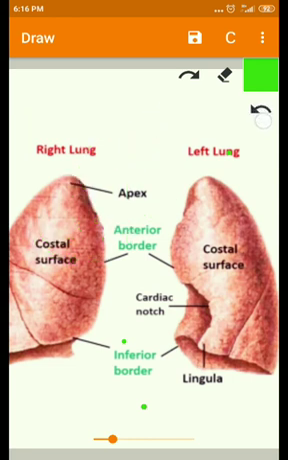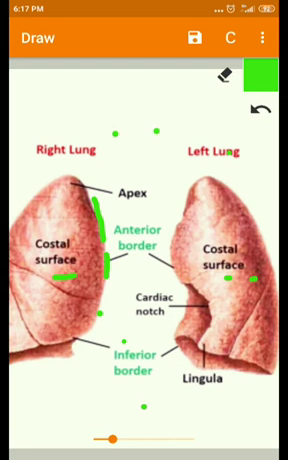Okay, so this is about the surfaces of the lung. How many are there? We have three borders: the anterior border, the posterior border, and the inferior border, and we have the costal surface and the mediastinal surface. In the mediastinal surface, what have we seen earlier? It is divided into an anterior mediastinal part and a posterior vertebral part.